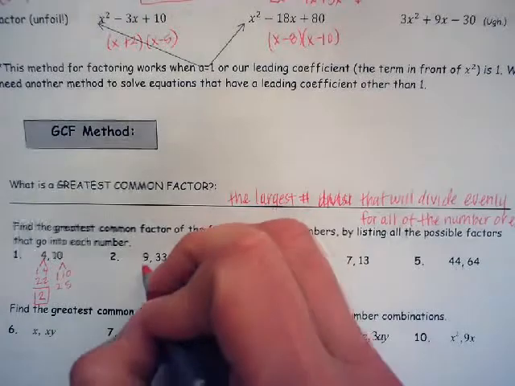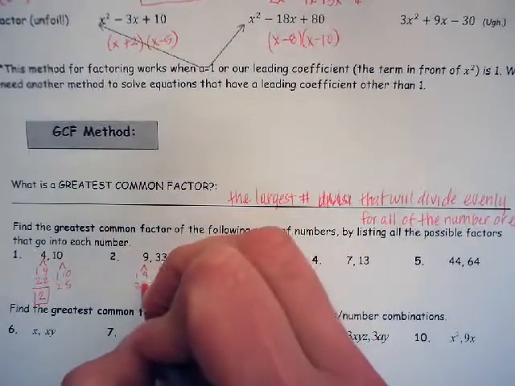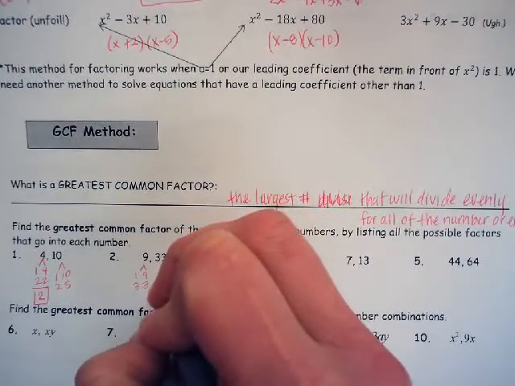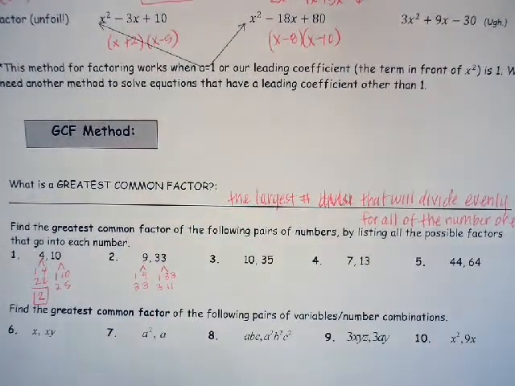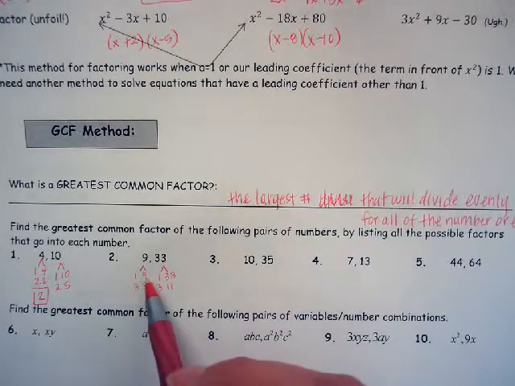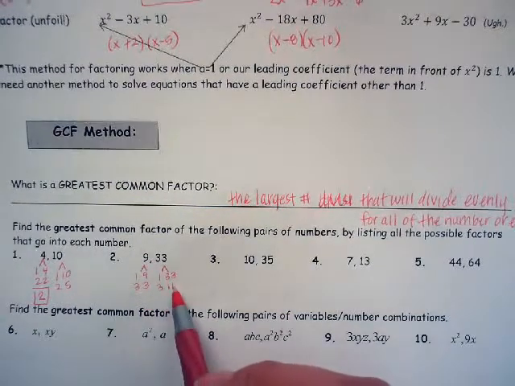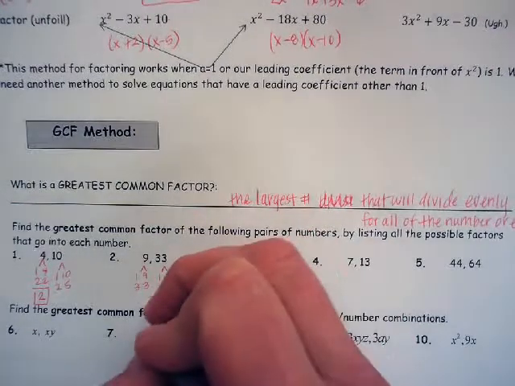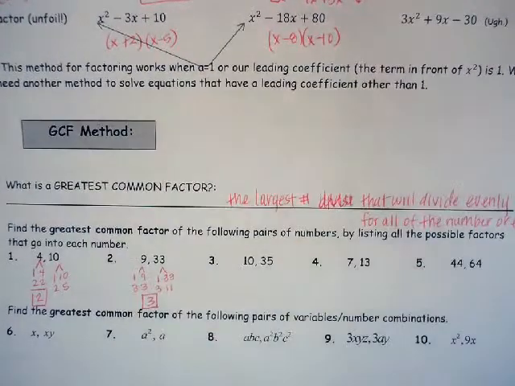Let's try 9 and 33. So I have 1 and 9, 3 and 3. For 33, I have 1 and 33, and I have 3 and 11. I think that's it. So the biggest number is 3, because I don't have an 11 on both, I don't have a 9 on both, and I don't have a 33 on both. So 3 would be the greatest common factor.